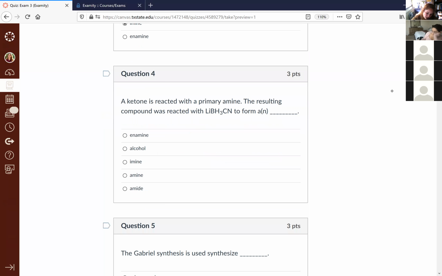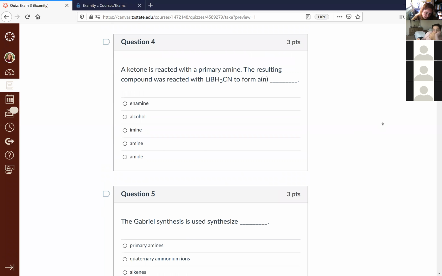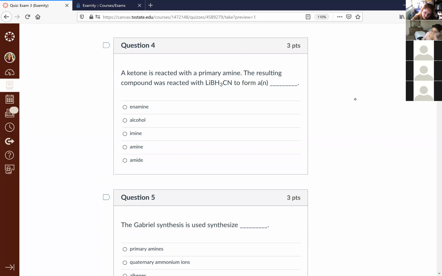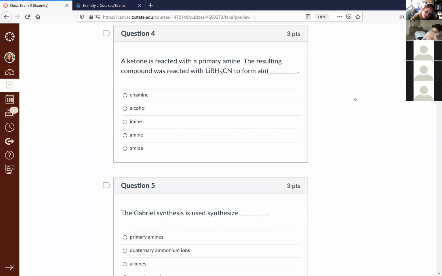So then the next question actually ends up being a follow-up to that. A ketone is reacted with a primary amine. We just did this. That's going to make an imine. So now we've made an imine. And then the resulting compound was reacted with lithium cyanoborohydride. You guys learned this reducing agent in chapter 20. What is this going to make?